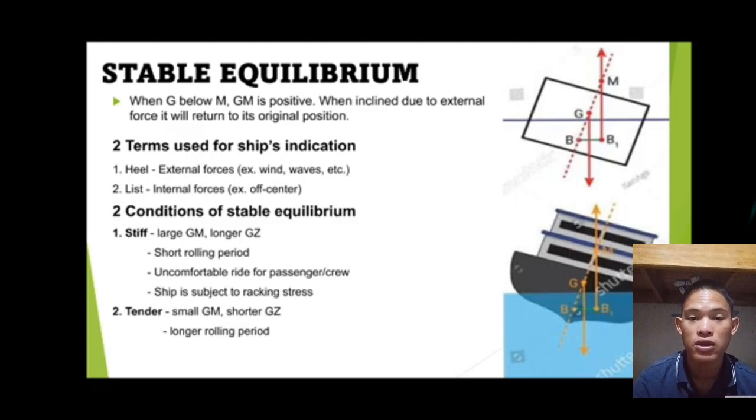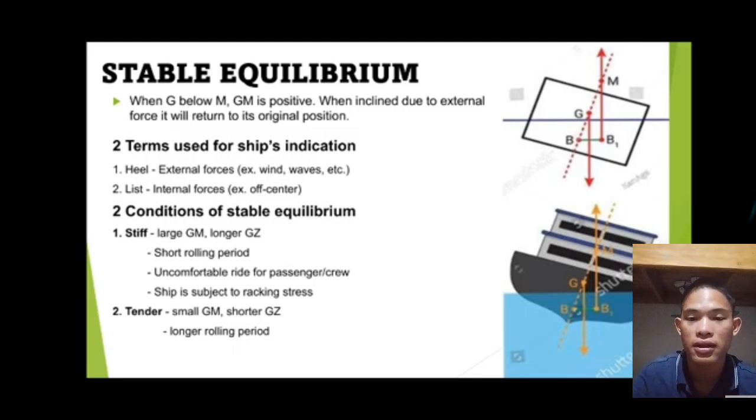Two terms used for a ship's inclination. Number 1, heel, the external forces. Examples: wind, waves, etc. Number 2, list, the internal forces. Example: off-center weight. Two conditions of stable equilibrium.